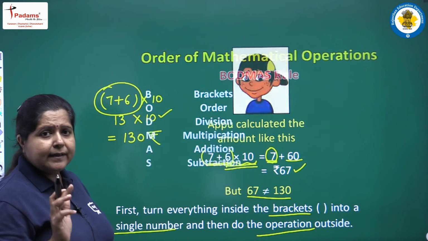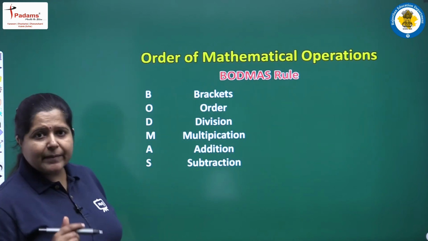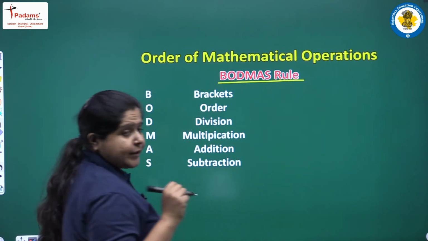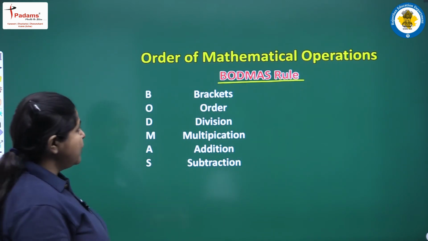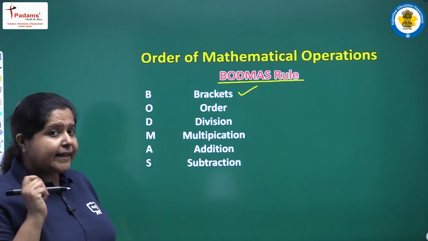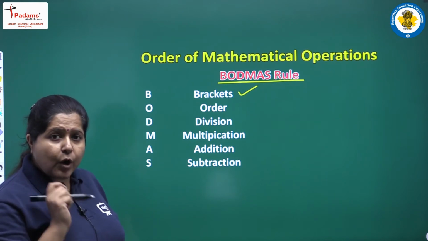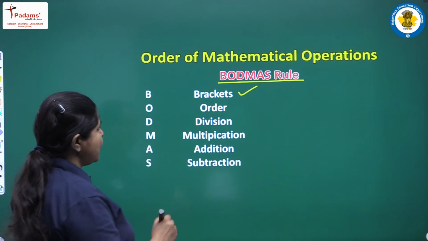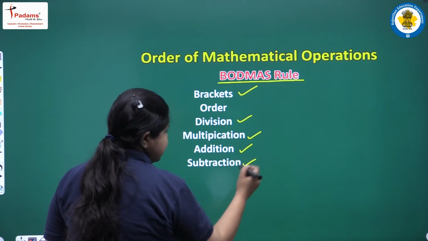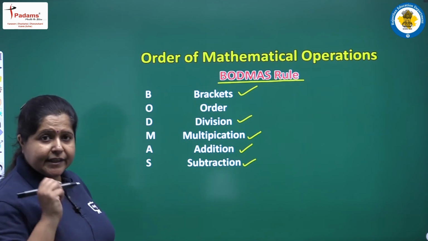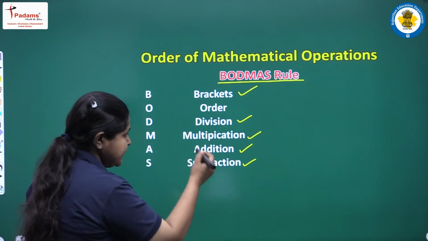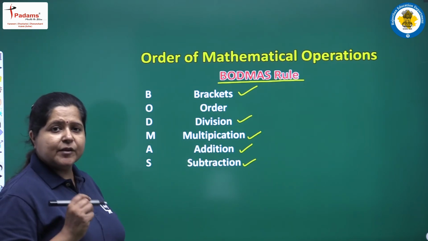This will be much clearer as we take the order of mathematical operations. We follow the BODMAS rule. What is this BODMAS rule? First of all, the brackets need to be solved. Whenever there is a bracket in any question, first solve the bracket and then take the order of division, then multiplication, then addition and then subtraction. So if there is a division in between, first we will divide, then multiply, then add and then subtract.